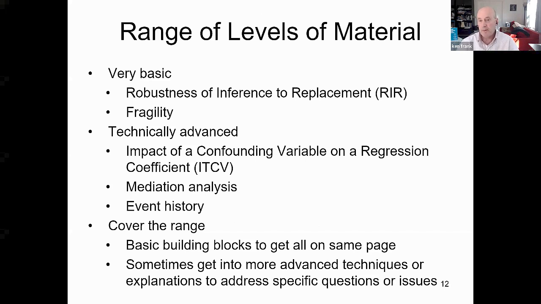Range of levels of material. Some of this is going to be very basic. It won't even draw on p-values or standard errors directly. The robustness of inference to replacement and fragility are pretty mechanical, very visual procedures. When we get into the impact threshold for the confounding variable, that's a little more advanced technically, with a little more math on the slides. When we get into mediation or event history, if we get there, the same thing, a little more math there.